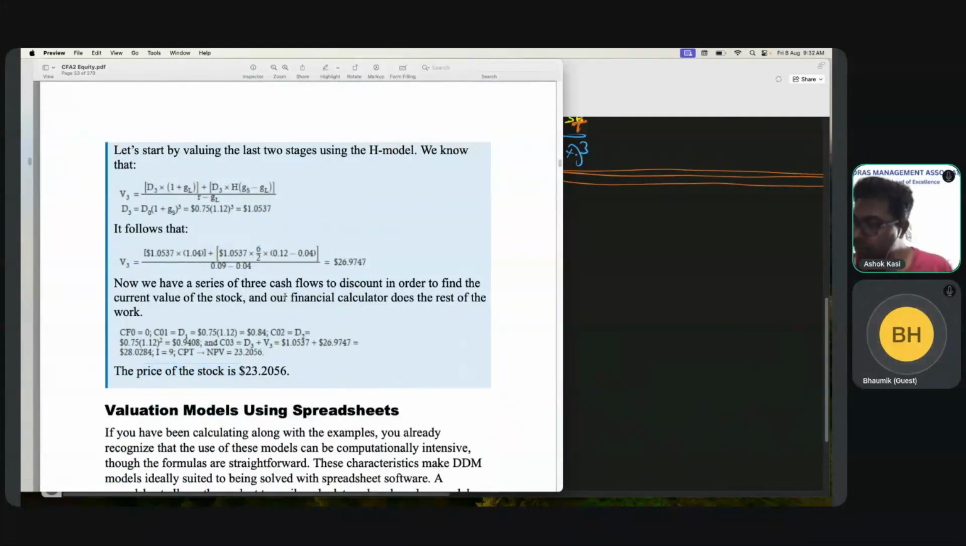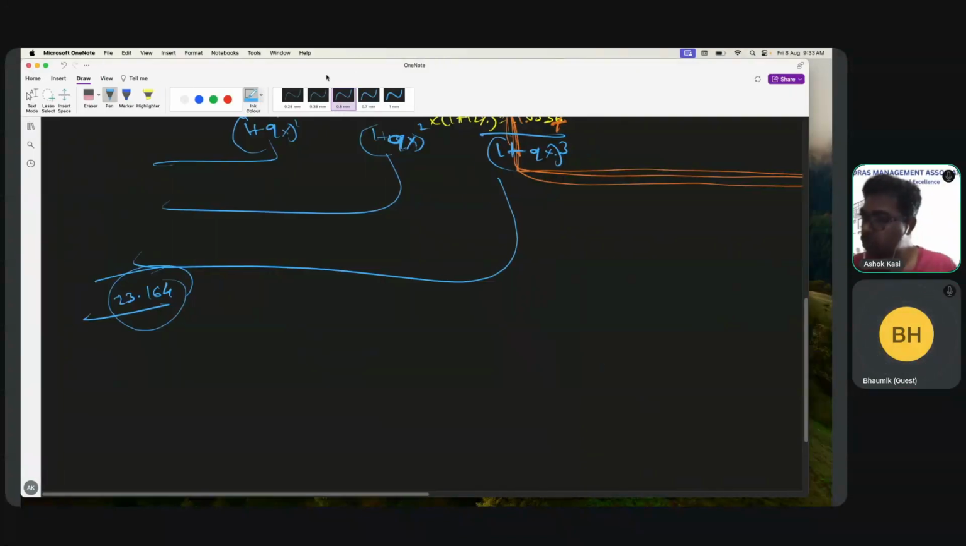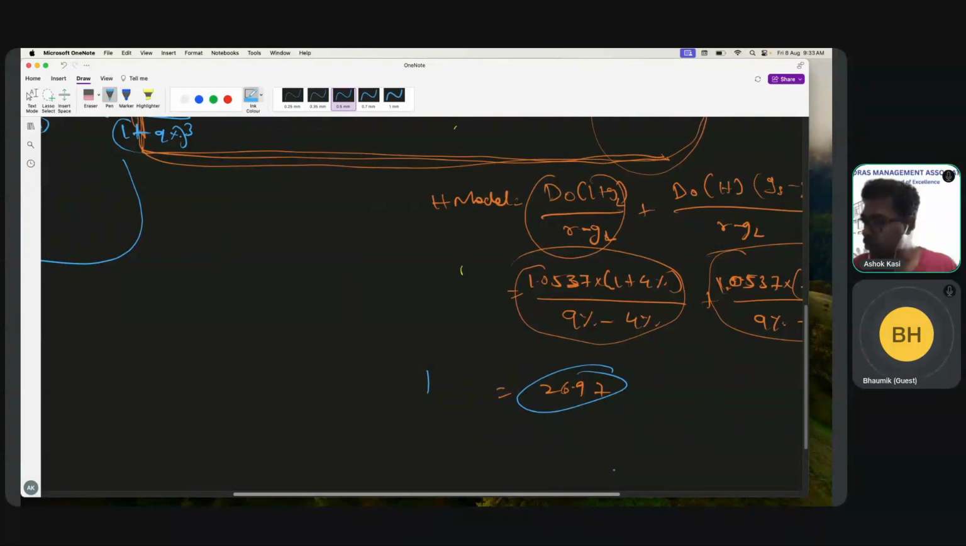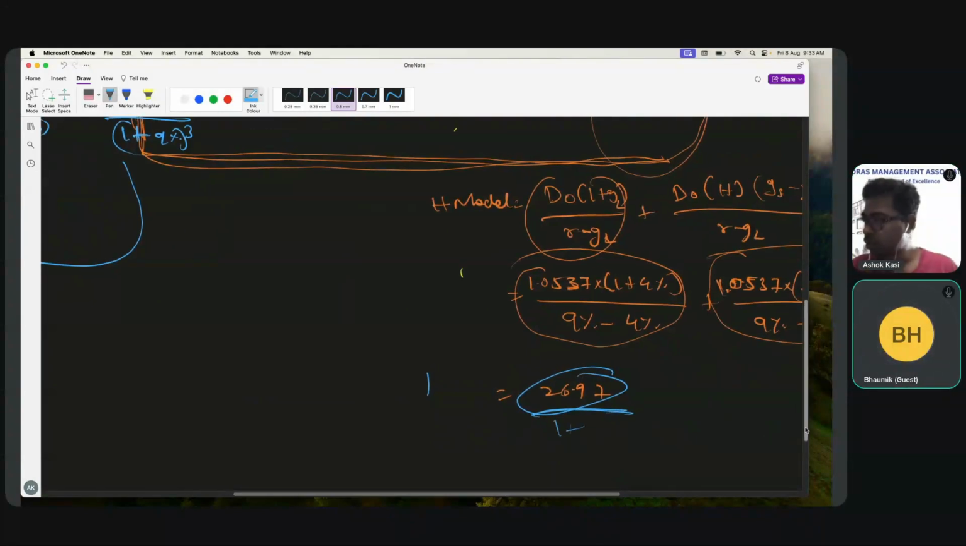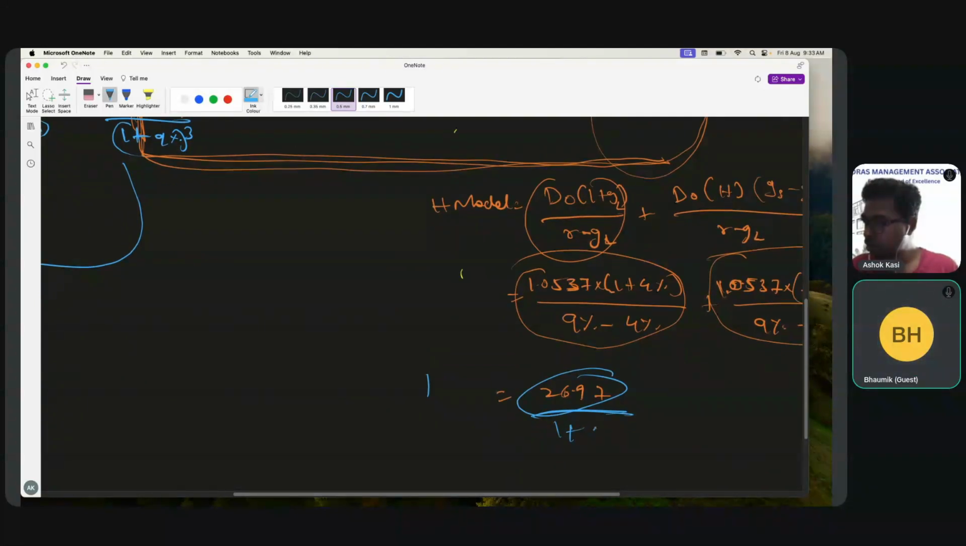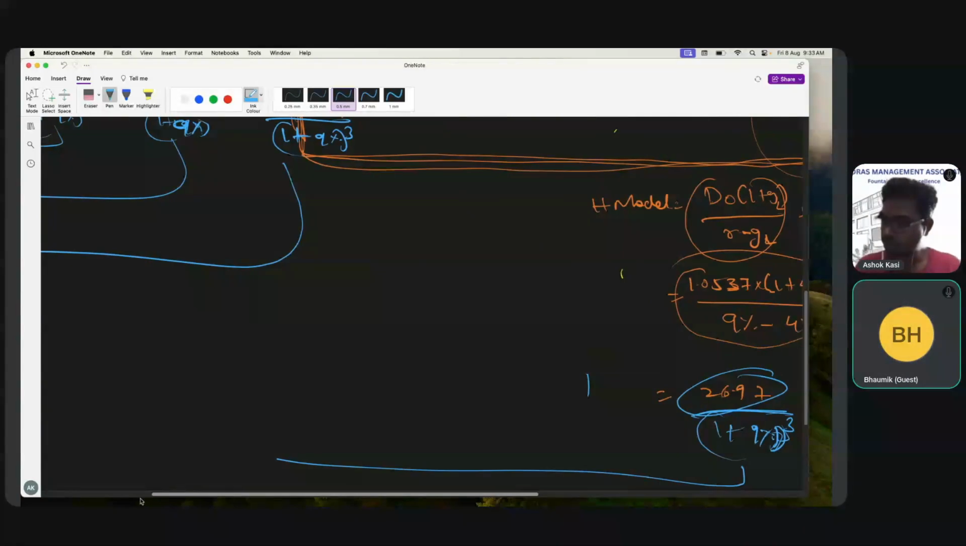Now we have a series of cash flows. We discount them, 0, 1, 2, 3. They are shown separately. Acha, you have added already, and you have discounted this value also, right? You have discounted it by 3 years, 9% raised to 3. Okay, it's fine.